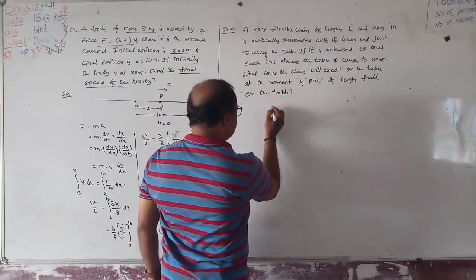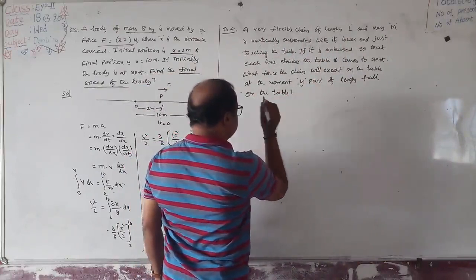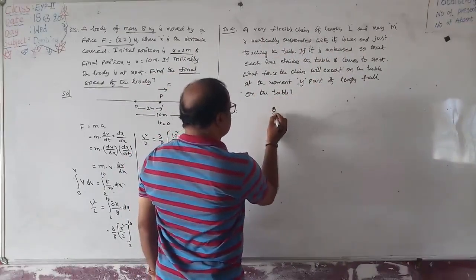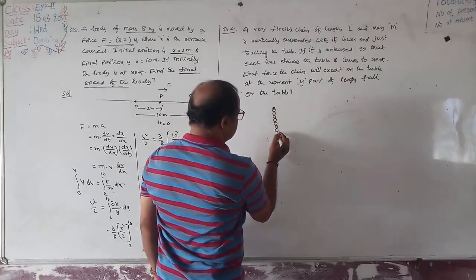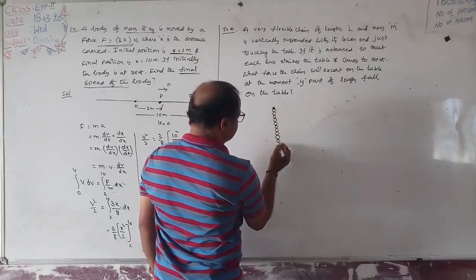Say for example, from here to here we have suspended it. The chain has so many links. These are the number of links.